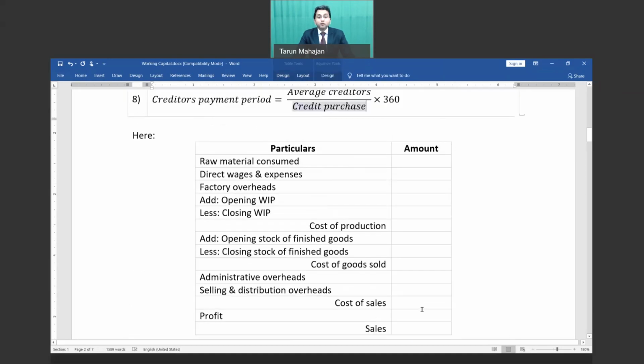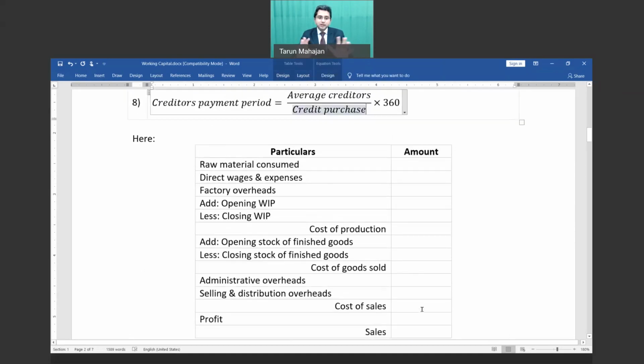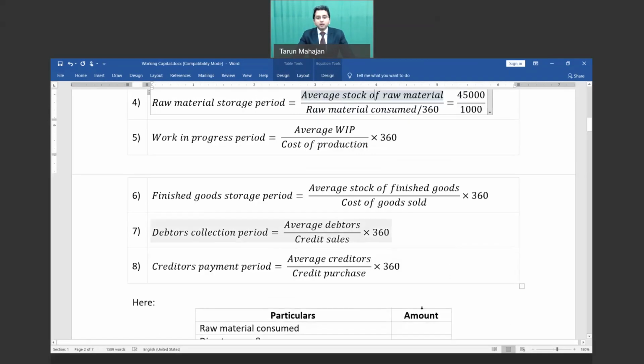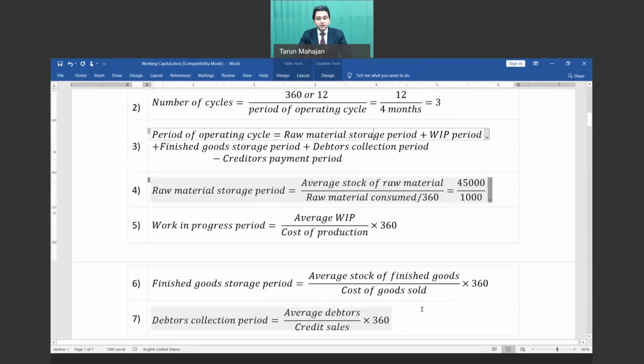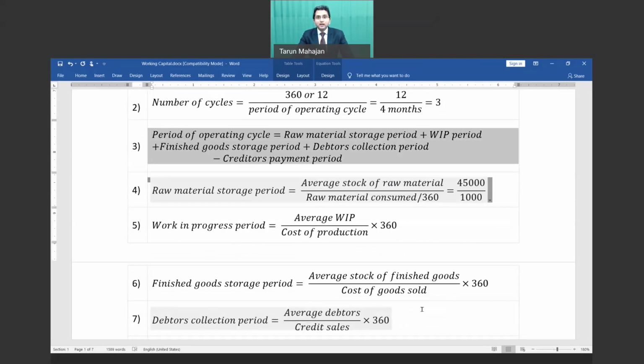So now that's one method. Now the steps for calculation. You make a cost sheet so that you know raw material consumed, cost of production, cost of goods sold and sales. Once you make the cost sheet, then you calculate raw material storage period, WIP period, finished goods storage period, debtors' collection period, creditors payment period. Once you calculate these 5 periods, then you can add the first 4 and deduct the 5th one to arrive at how much time it will take to complete one cycle, that is the period of the operating cycle.